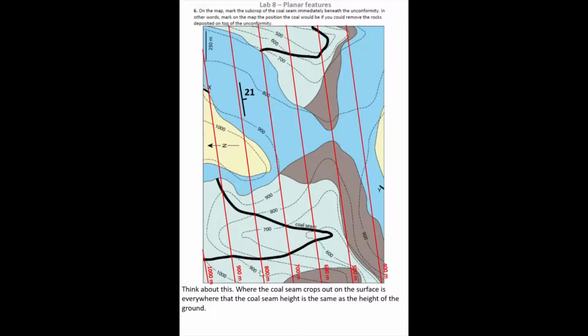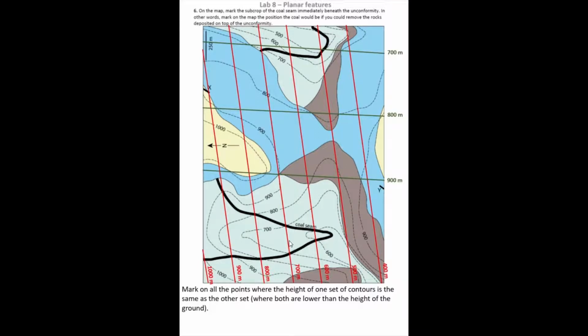then by the same logic, the coal seam would crop out underneath the unconformity wherever the height of the coal seam is the same as the height of the unconformity. So to find all of those points where the height of the coal seam is the same as the height of the unconformity, we can overlay our two structural contour maps. These are our structural contours for the coal seam, and these are our structural contours for the unconformity. So wherever those two things are the same, that's where the unconformity and the coal seam would intersect.